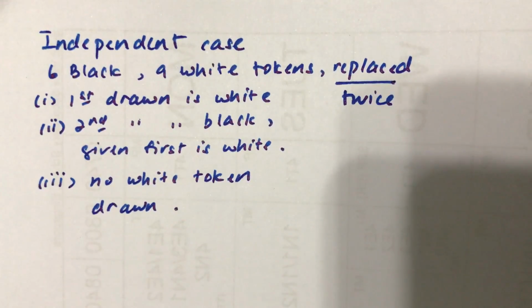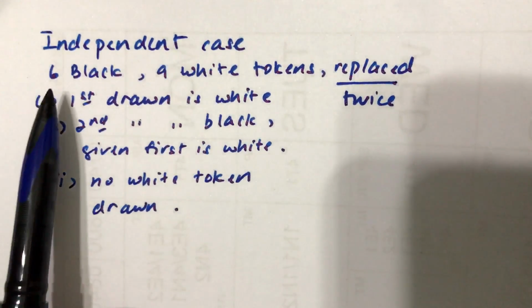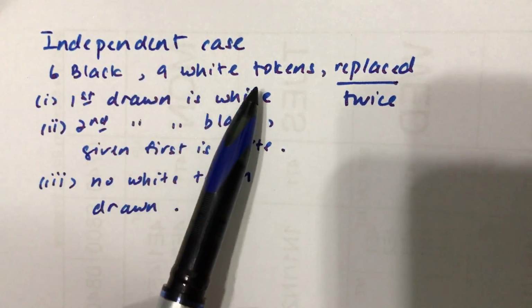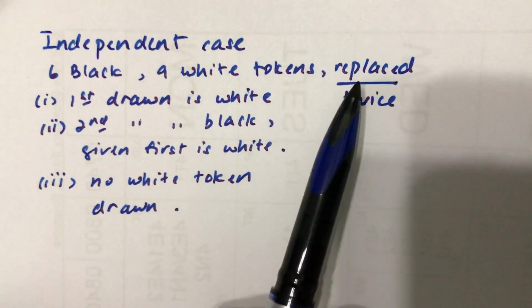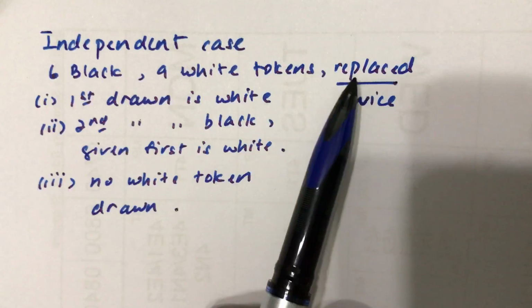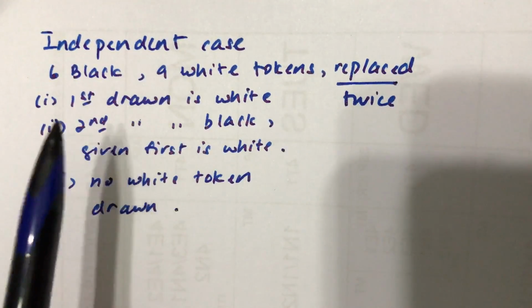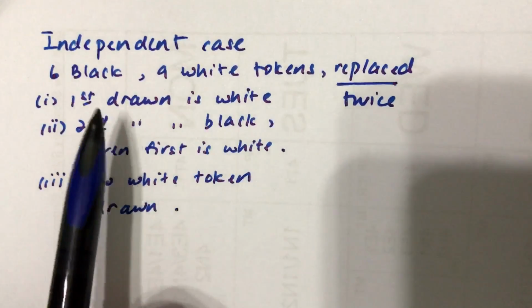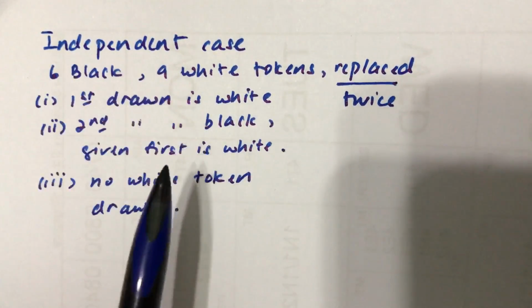Alright, today we're going to look at probability and we're going to look at an independent case. Let's just say that we have 6 black and 9 white tokens. I'm going to draw it twice, but after the first time, I'm going to be replacing it back. So every time you see the word replace, it means that it's independent. I'm going to show you what it means in a while. And then we're going to answer these questions after we've drawn the tree diagram to have a visual picture.